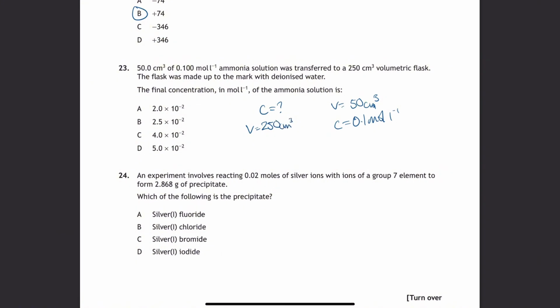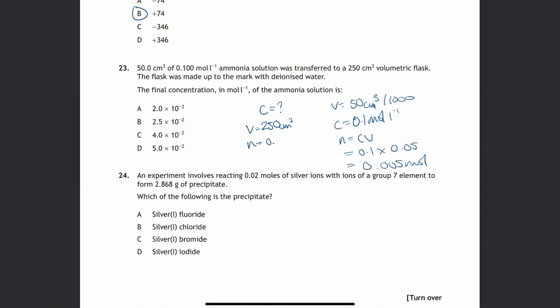So to work out the final concentration, we're going to need to work out the moles of ammonia that we've put in. So don't forget to change your volume into litres, so divide it by 1,000. So n is always C times V, so that would be 0.1 times 0.05. So that means we've added in 0.005 moles of ammonia.